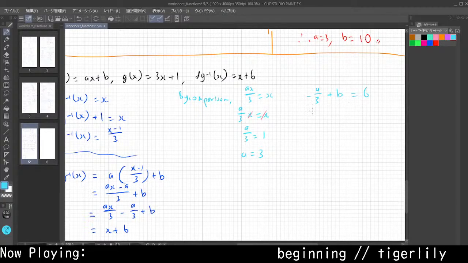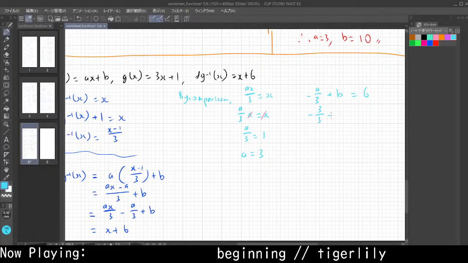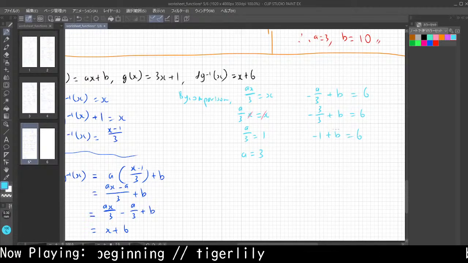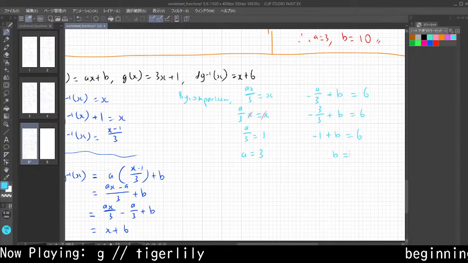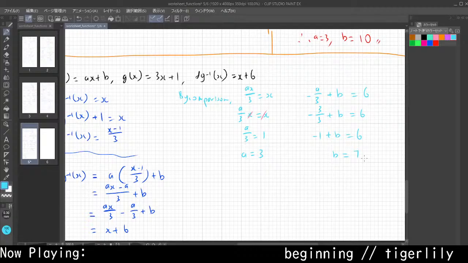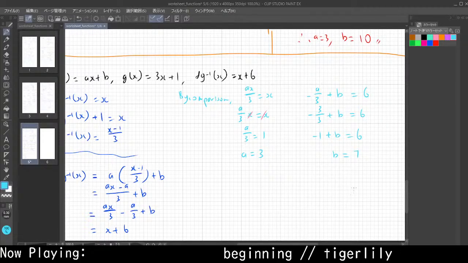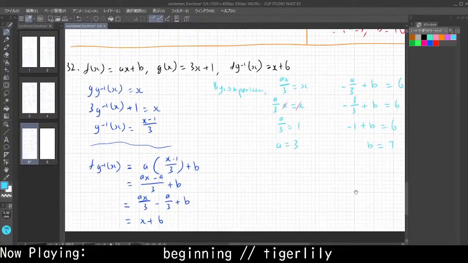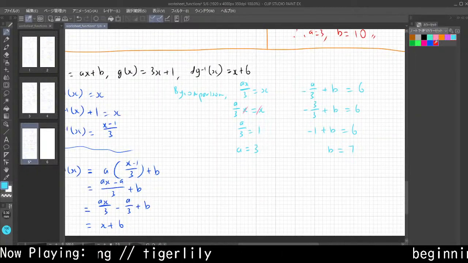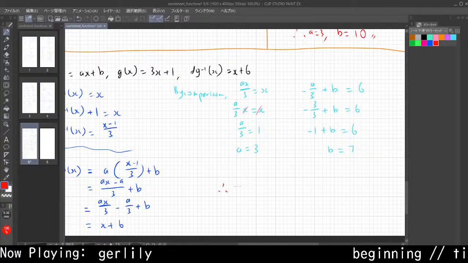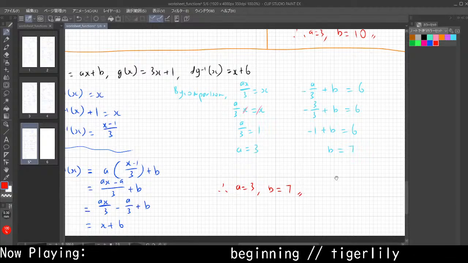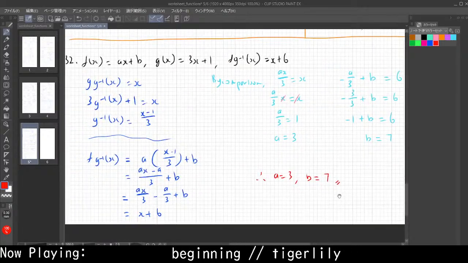a is equal to 3. Type it in: negative 3 over 3 plus b equals 6. Negative 1 plus b equals 6. Negative 1 moves over to the other side, becomes plus. 6 plus 1, you get 7. So b equals 7. And then that is all. So the answers are a equals 3, b equals 7. Okay, we are done.